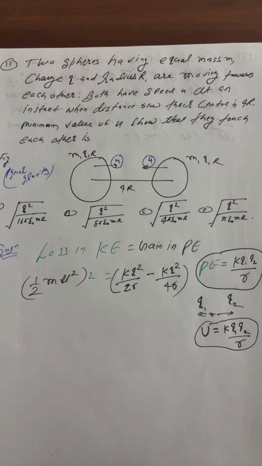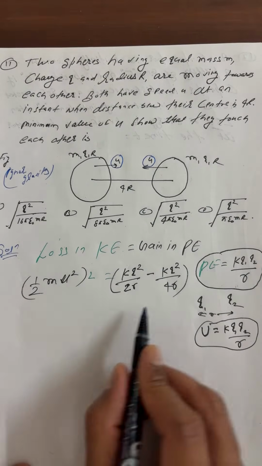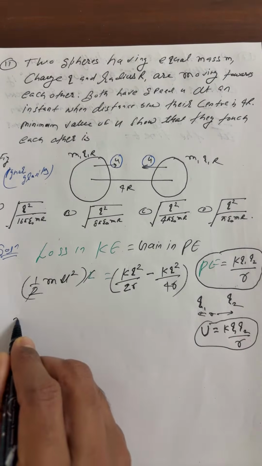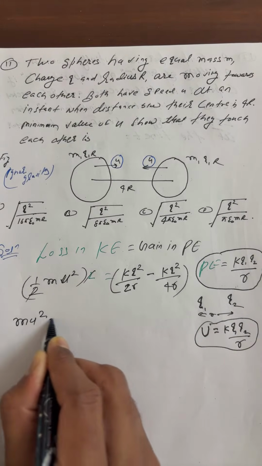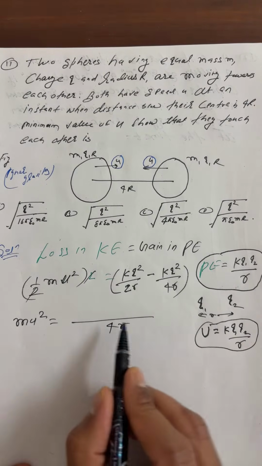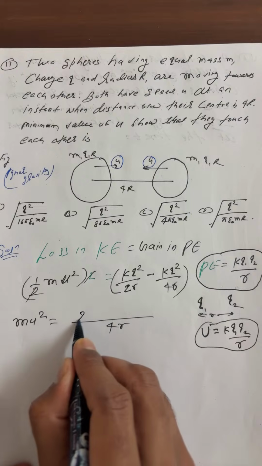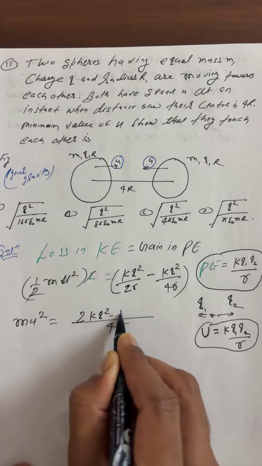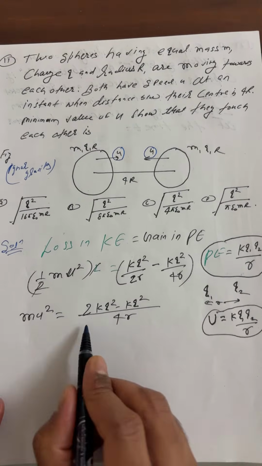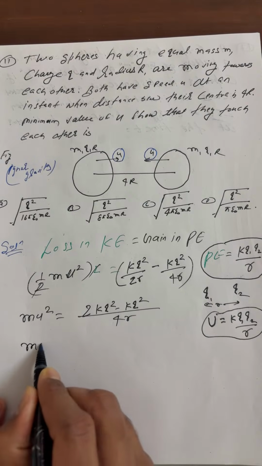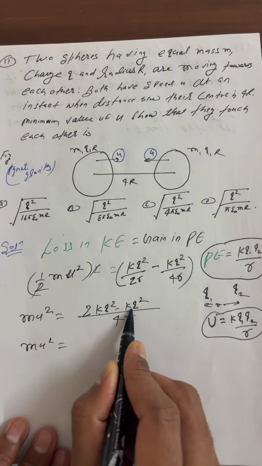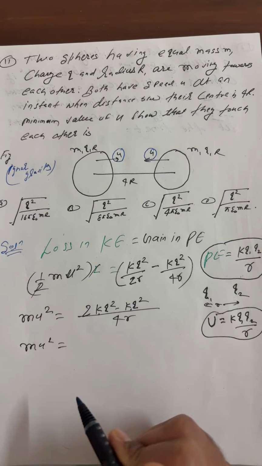Now just do it simply. These two 2s cancel. You can write m u square is equal to, taking the LCM, 4R only, so this is 2R. So you write 2 KQ square minus KQ square upon 4R. Then m u square is equal to 2 kq minus kq. What we can write? kq only. Yes, exam.